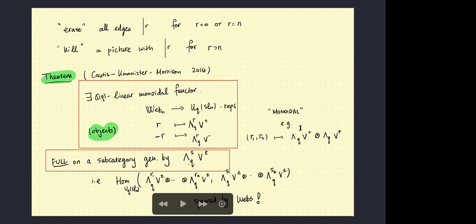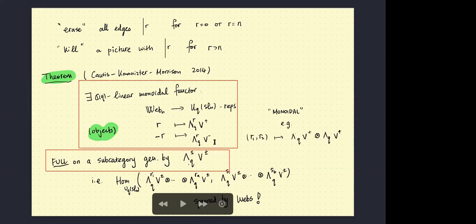And when I say monoidal, I was hinting earlier, the horizontal stacking is giving me the monoidal structure. So a concatenation of two sequences of integers is given by tensor products of the modules on the other side. And a key result, I will tell you what it does on the morphisms on the next slide, but a key result of their paper is that this functor is full on a subcategory.